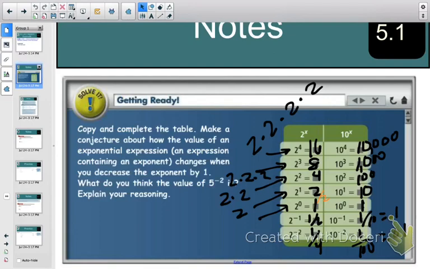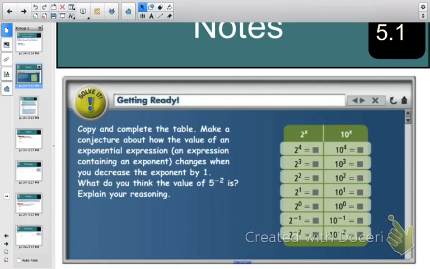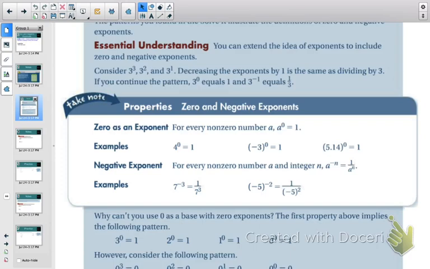Okay, which brings us to our exponent rules of 0 and negative exponents. So if you remember, anything to a 0 power is always going to be 1. So 4 to the 0 is 1, negative 3 to the 0 is 1. As long as your negative is in parentheses like this, it's still 1. 5.14 to the 0 is still 1. Anything to the 0 is 1. Okay, so don't forget that. It's not 0, it's 1. Okay, and that's because of the division pattern that we did in the previous slide.